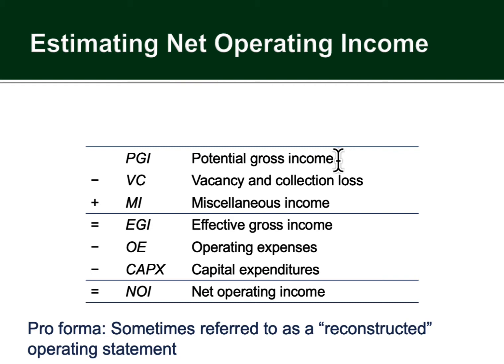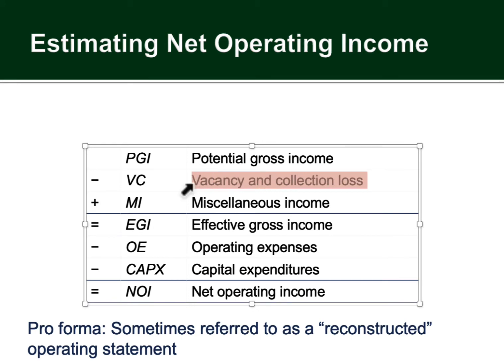So potential gross income is the income if the property is fully rented out, meaning no vacancies. Vacancies means a unit in the property that's currently sitting empty, not generating income. Collection loss here means that someone is in the unit, but they're late or refusing to pay rent. It's delinquent. These two, vacancy and collection loss, get subtracted as a separate line item from potential gross income.